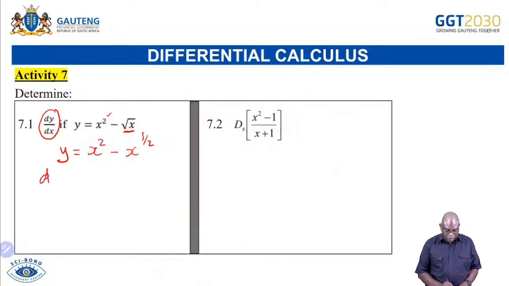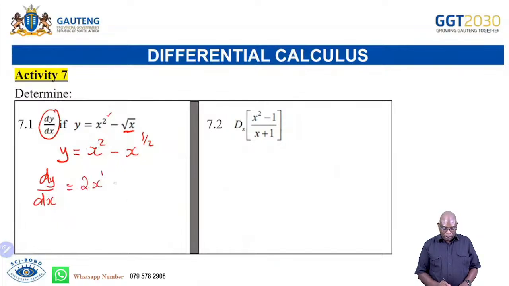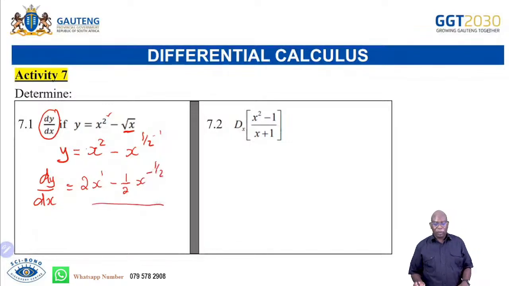Then I can write dy over dx. 2 times 1, it's 2. Subtract 1, we get 1. Half times 1, it's negative half times negative times 1. So therefore the x, subtract 1 there, I'm going to have negative 1 over 2. Then I can leave it like that.